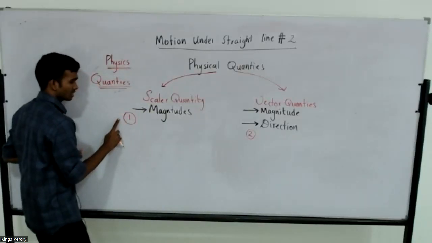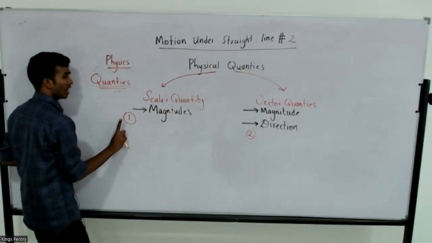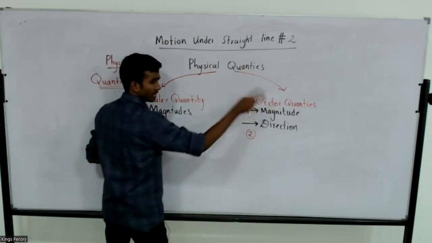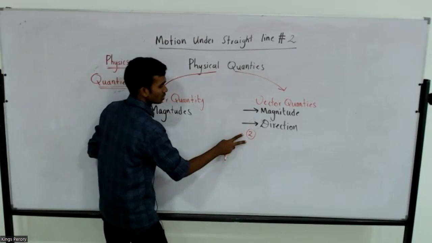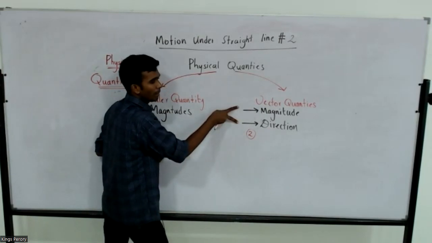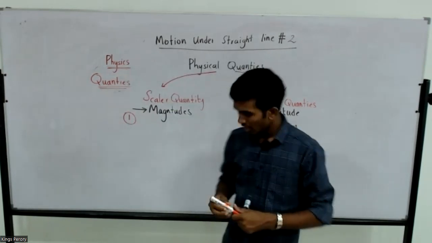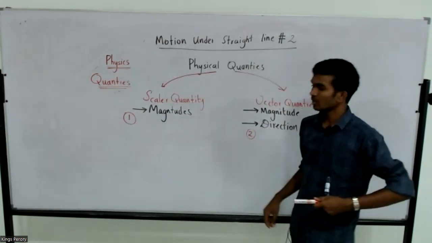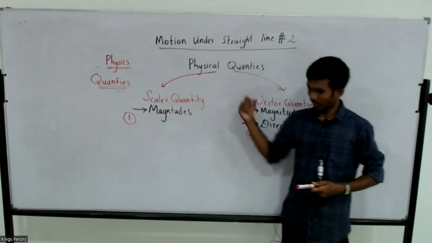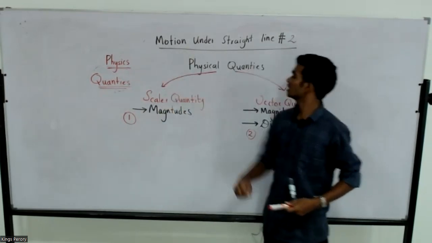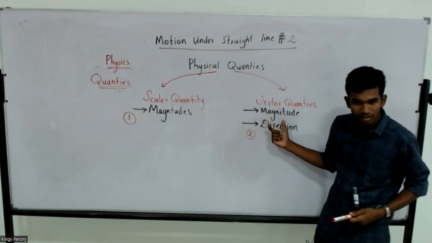S comes first. Scalar quantities only have one thing. What is it? Magnitude. V comes second. Second means number 2, right? So it has two things. What are they? Magnitude and direction. Clear? Understood? Then tell me: physical quantities, there are two types. What are they? Scalar quantities and vector quantities. Scalar quantities only have one thing, magnitude. Vector quantities have two things, magnitude and direction.